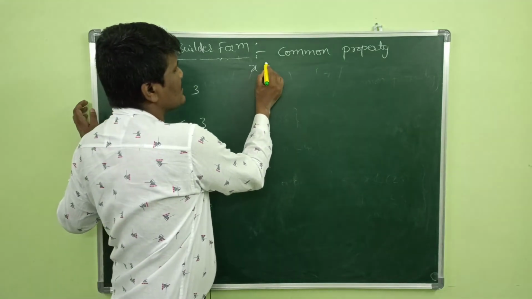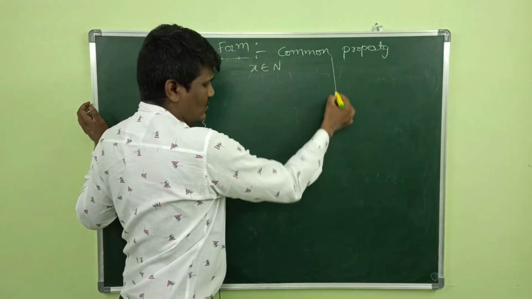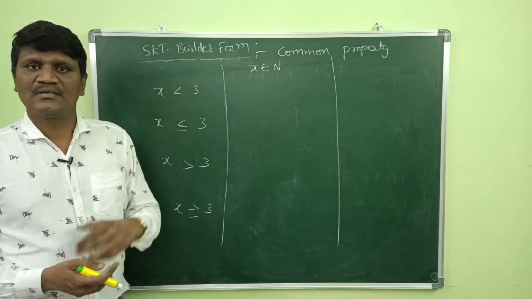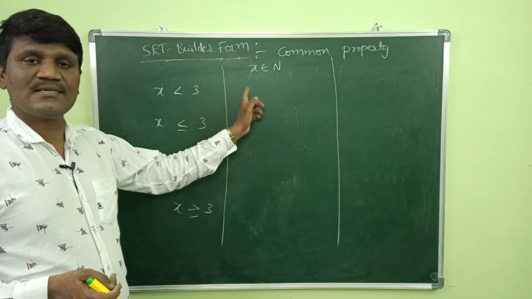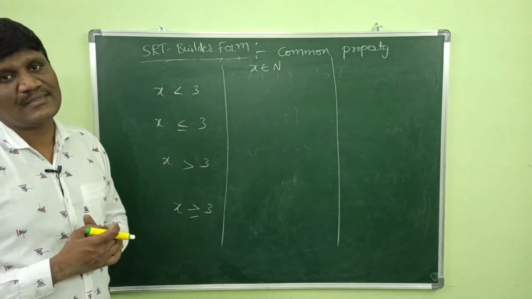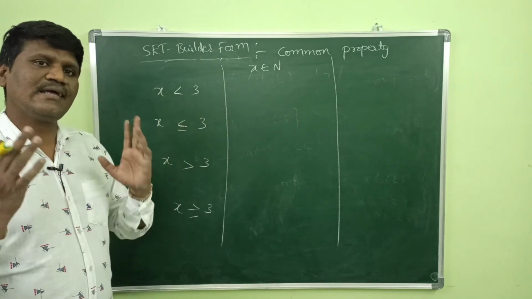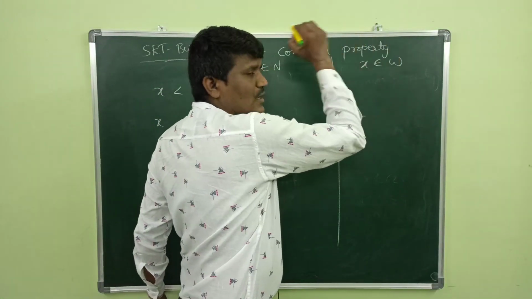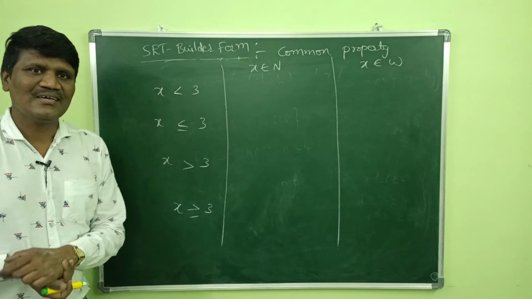Suppose x is a natural number, how to write? If x is a whole number, how to write? If x is an integer, how to write it? Okay, let us see now.